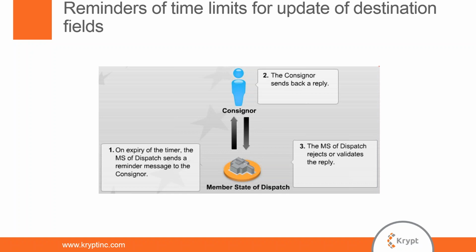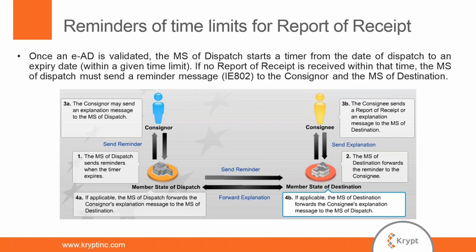Coming on to the next slide, which is about the reminder for update of destination. In this case, if the EAD is submitted with an empty destination field, the member state of dispatch starts a timer. And if no action has been taken by the consignor upon the expiry of the timer, then the member state of dispatch sends a reminder message, which is message IE802. Coming on to the next slide.